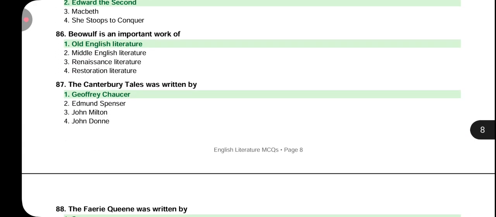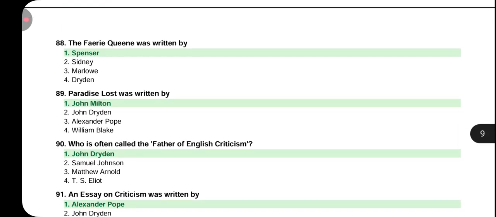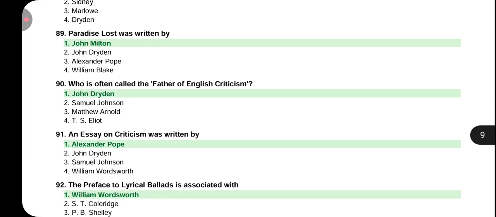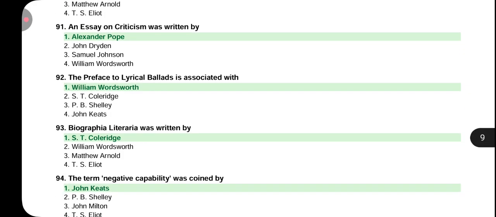86. Beowulf is an important work of Old English literature. 87. The Canterbury Tales was written by Geoffrey Chaucer. 88. The Faerie Queene was written by Spenser. 89. Paradise Lost was written by John Milton. 90. Who is often called the father of English criticism? John Dryden. 91. An Essay on Criticism was written by Alexander Pope.